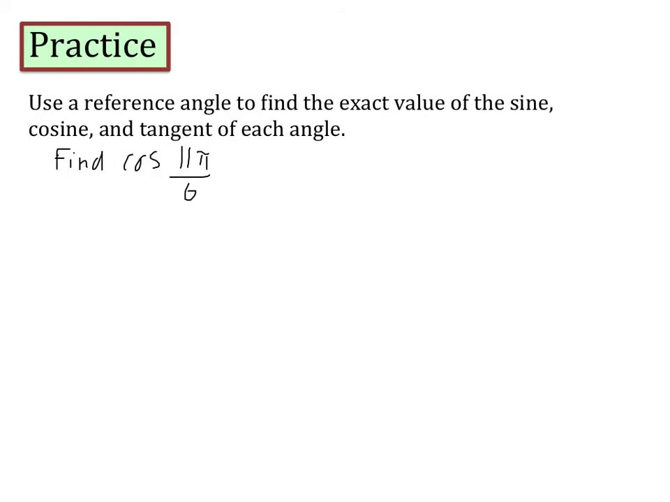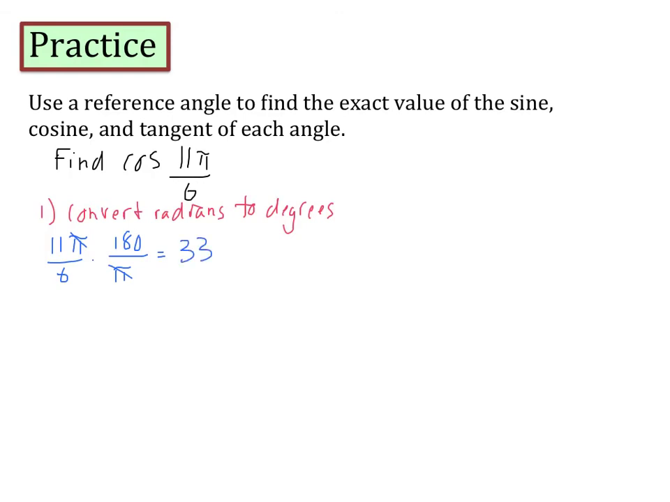Okay, so my first step's going to be a little different. I want to convert radians to degrees. So I'm going to have 11 pi over 6. I'm going to multiply it by 180 over pi. And when I do that, the pi's are going to cancel out. And I'm going to be left with 330 degrees.